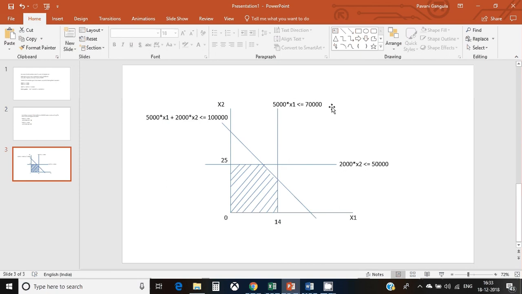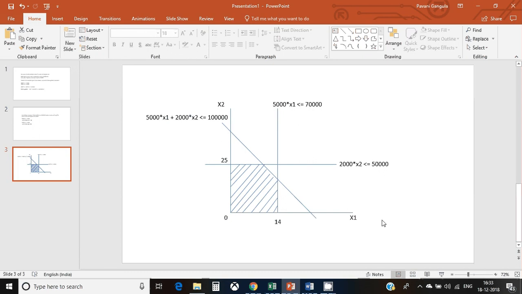first constraint. The second constraint is 2,000 x2 less than or equal to 50,000. From this equation, we can understand that x2 cannot go beyond 25. So the feasible region is given by the region which is below this particular horizontal line. And the third constraint, that is 5,000 x1 plus 2,000 x2 less than or equal to $1 lakh, can be represented by the slanting line.